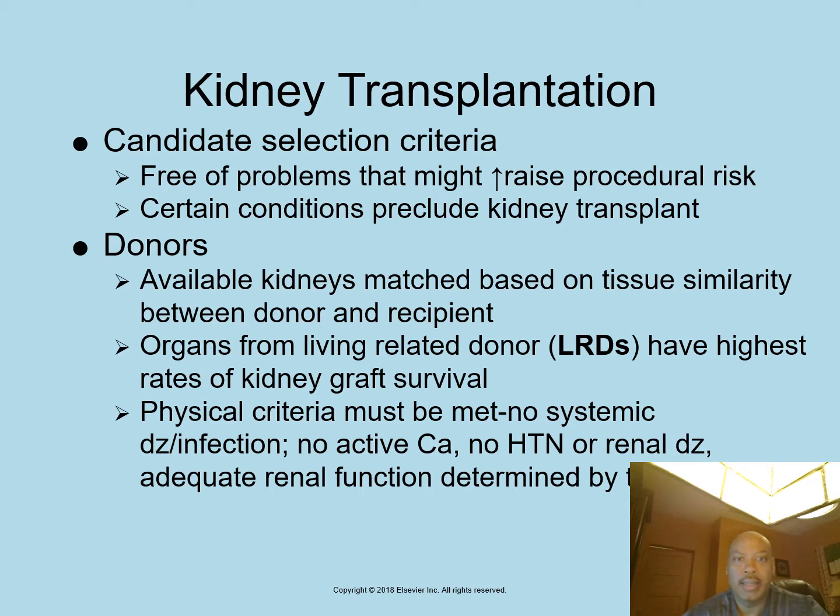Now, again, as far as the candidate selection criteria, typically patients are transplanted when their age is 2 to 70. If they are greater than 70 years old, then they must be looked at on an individual basis. Patients with uncontrollable cardiac disease, metastatic cancer, chronic infection, severe psychosocial problems like alcohol abuse and chemical dependency are excluded from kidney transplantation.